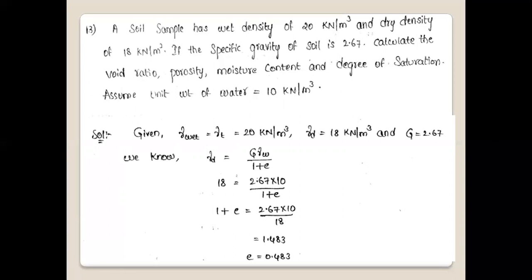Solution. First, write the given data. The wet density, γ wet means γt, equal to 20 kilonewton per cubic meter. Next one, the dry density γd equal to 18 kilonewton per cubic meter. And the specific gravity, capital G, equal to 2.67.